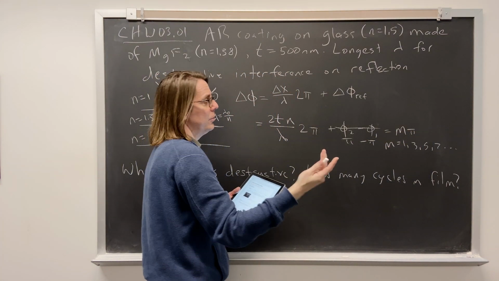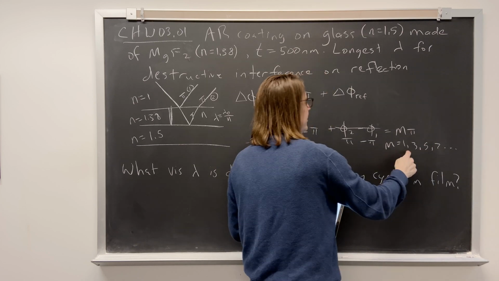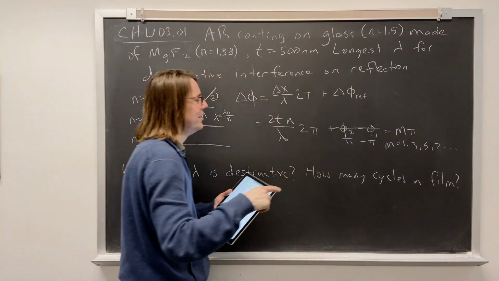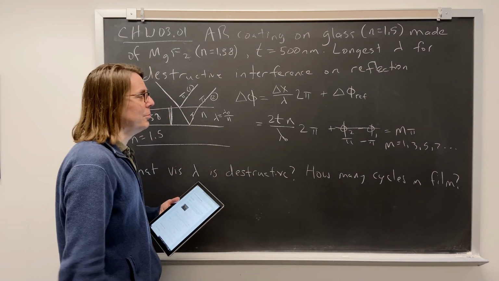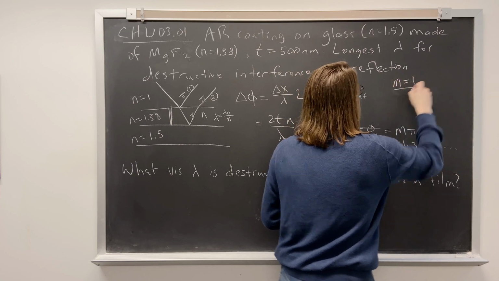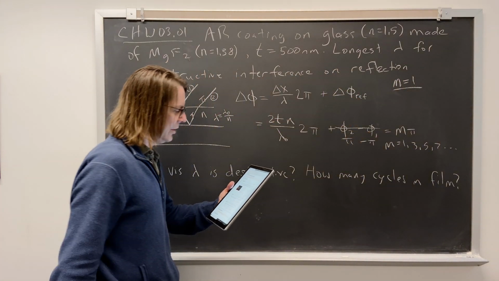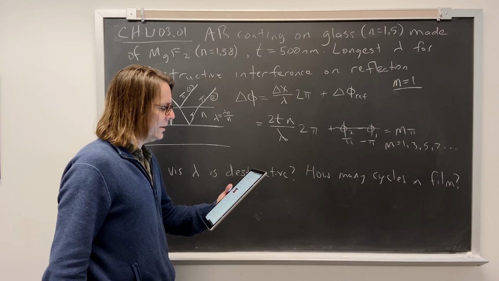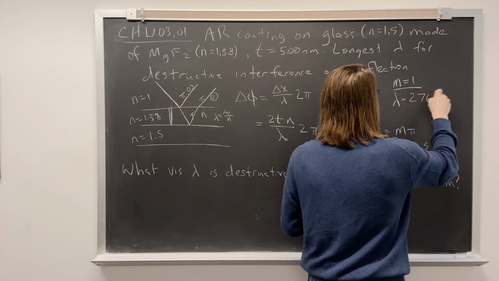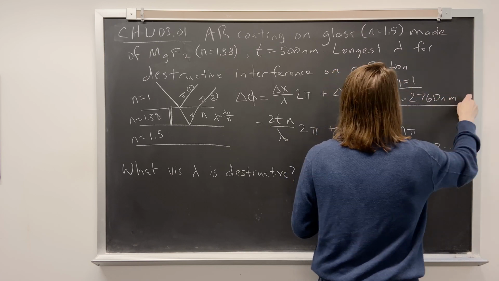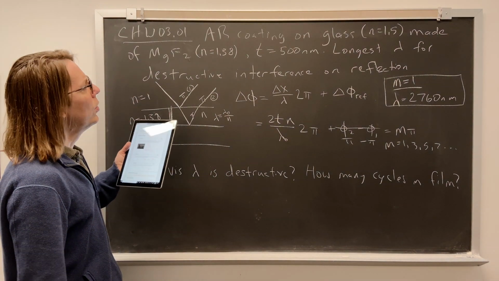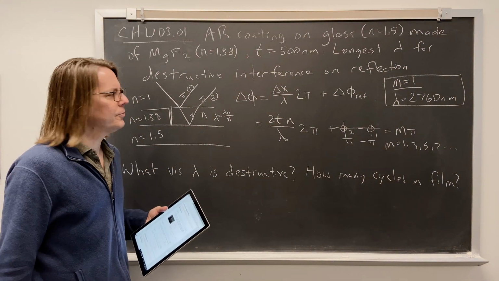Or if you wanted to, you could just find lambda for every one of these and see which was the largest. But since lambda and m are inversely related, and you want the longest lambda, you probably want the smallest m. So when you say m equals 1 and plug in, I won't do the algebra because my board is not big enough, you get 2760 nanometers. So that's the answer to the first question: what is the longest wavelength to get destructive?